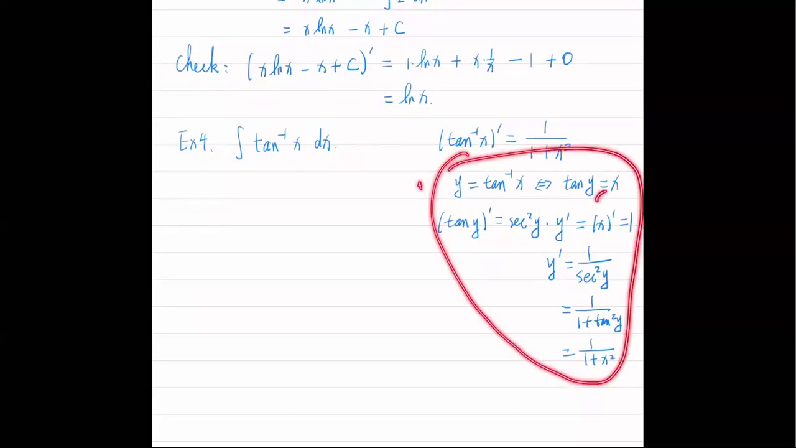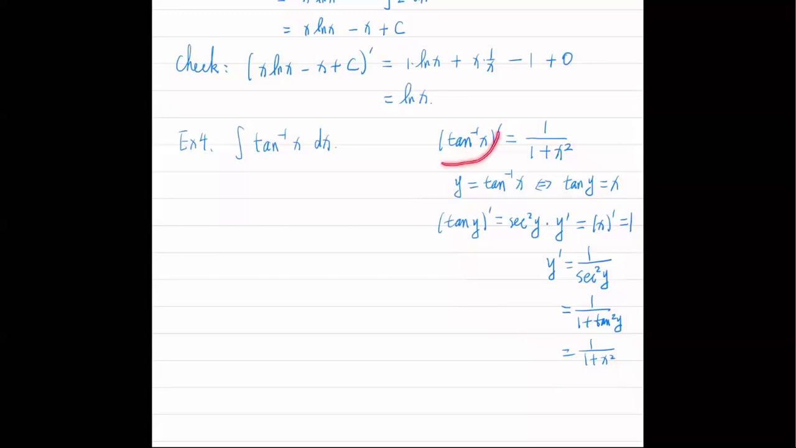To find the derivative of the inverse function, we set up the equation, then by the inverse property, tangent y is x. Then implicit differentiation and substitute back to x, this gives us the derivative. Okay, now we know the derivative. We want to find the integral.